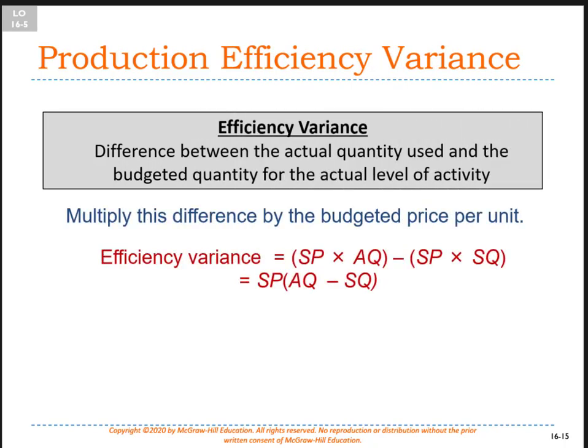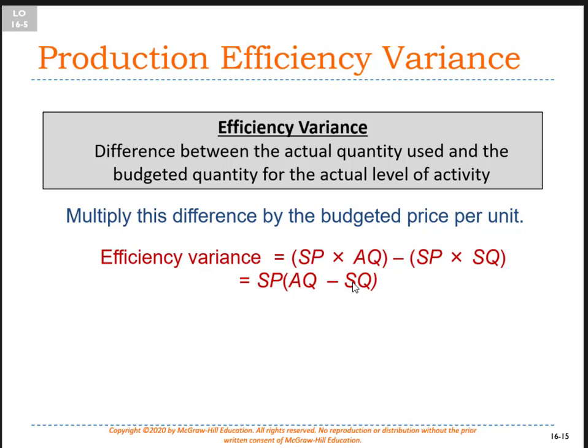And here's your formula for the efficiency variance. By rearranging the terms, you get the standard price, and you're looking at multiplying it by the difference in the quantity.